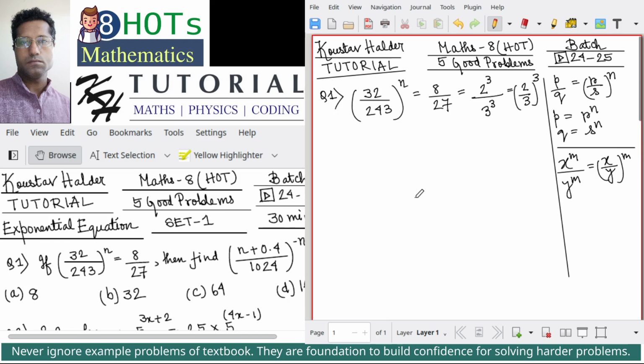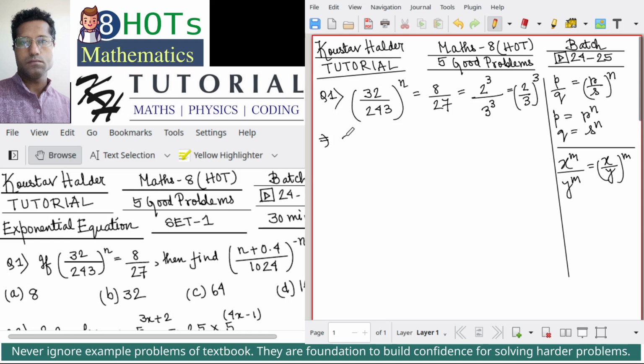Fine. Now since the unknown is on the left hand side, the unknown is in the power of the left hand side, so definitely we have to make the base on both the sides same. So somehow we have to make the base of the LHS 2 by 3. Okay, so let's see if we can convert 32 by 243 as some power of 2 by 3.